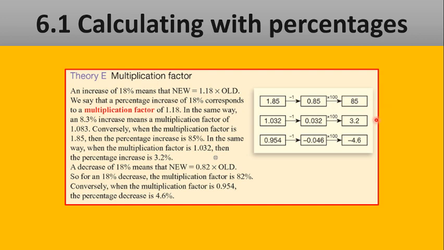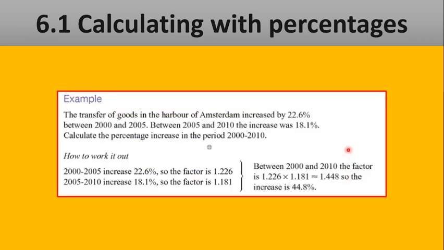However, as you can see in the questions you're going to do from theory A, some of them are also about calculating those multiplication factors. One example is about the transfer of goods in the harbor of Amsterdam, which has increased between 2000 and 2005, and has also increased between 2005 and 2010. If you want to calculate the percentage increase in the period as a whole, you first have to convert each increase to a multiplication factor. You have to do that twice, right? And both factors are going to be bigger than 1 because they are both increases.